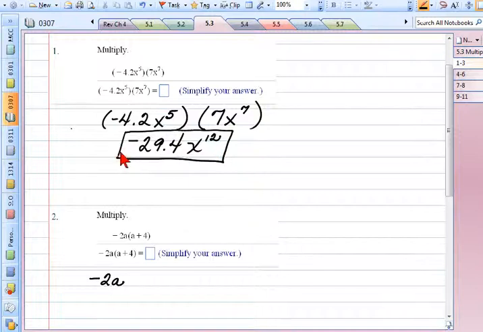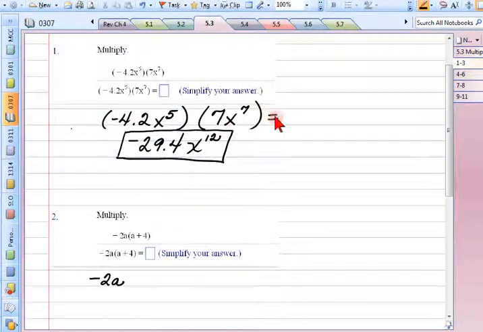You do not need like terms to multiply. Okay, I multiplied the numbers for negative 29.4. Y'all multiply negative 4.2 times 7 on your calculator. Just regular old multiplication. 29.4. It was a negative times a positive.